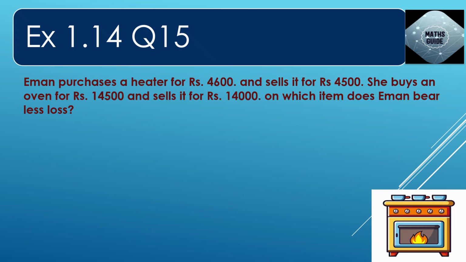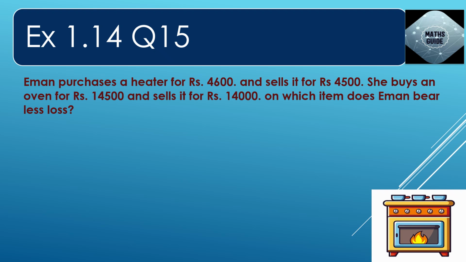Now exercise 1.14 question number 15. Iman purchases a heater for rupees 4,600 and sells it for rupees 4,500. So it means the cost price of the heater is 4,600 and the selling price of the heater is 4,500. If the selling price is less than the cost price, obviously she had a loss. She buys an oven for rupees 14,500 and sells it for rupees 14,000. Again, she had a loss. On which item does Iman bear less loss?